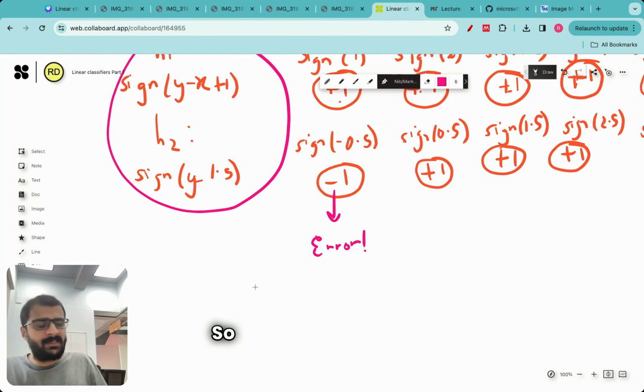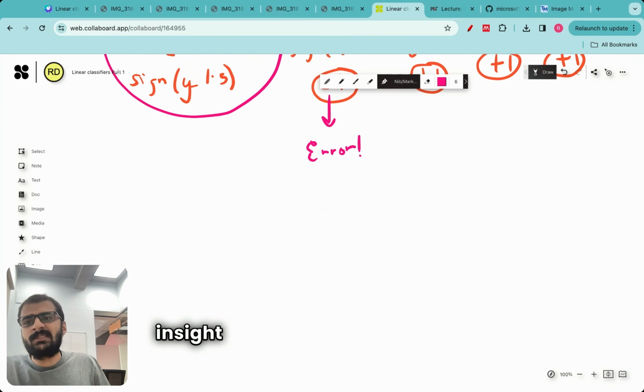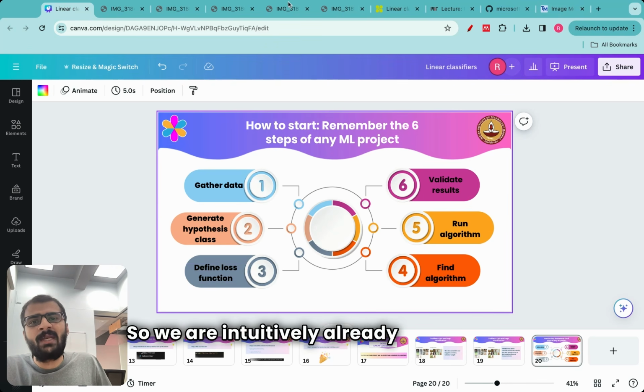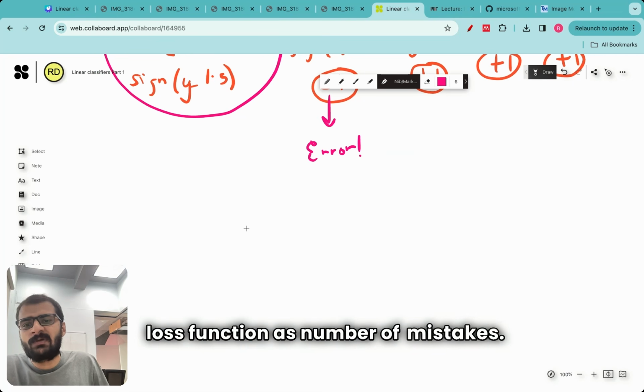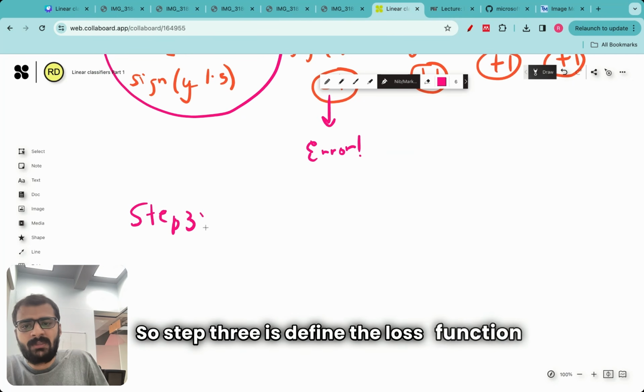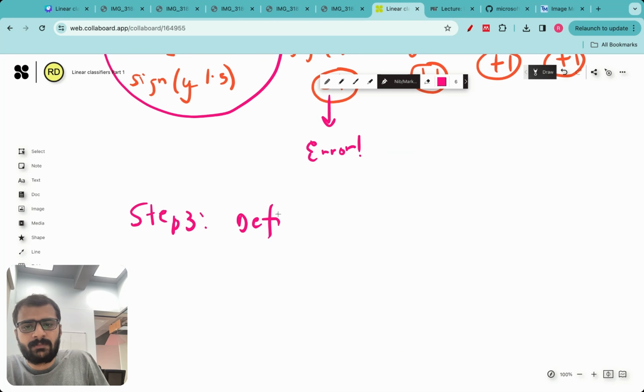So the number of mistakes. Now this gives us an insight into the loss function, right? We are kind of intuitively already using the loss function. So we are intuitively already defining the loss function as number of mistakes. So step 3 is define the loss function.